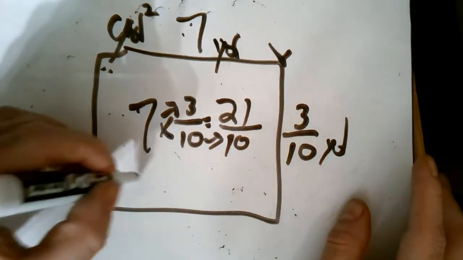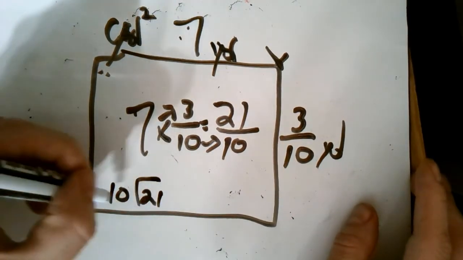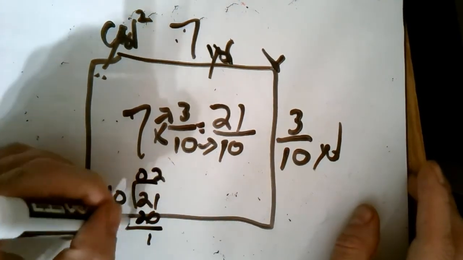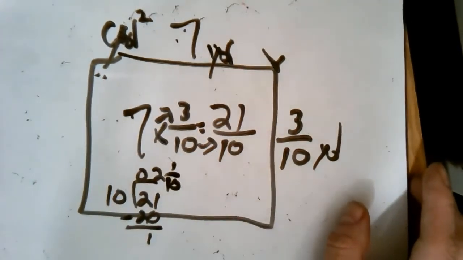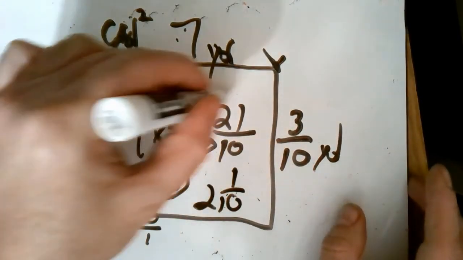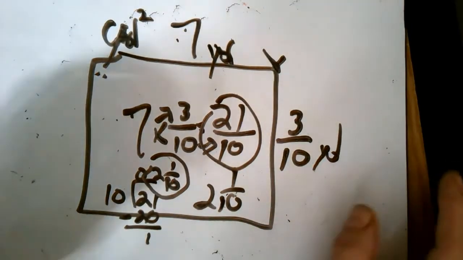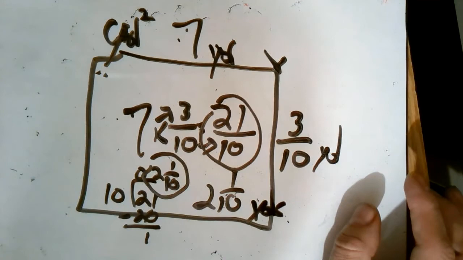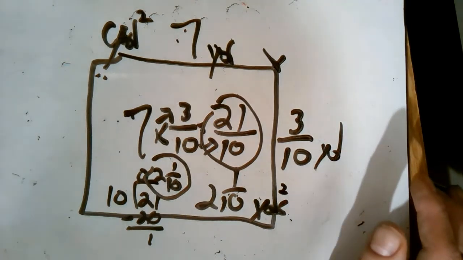So I'm going to divide again. I'm going to divide this problem. I have 10 into 21. 10 goes into 10, can't go into 2. Can go into 21. 2 times 10 is 20, with a remainder of 1 over 10. So that's an answer, 2 and 1/10, and that's an answer, 21 over 10. They have to know both of those. And remember, it's going to be yards squared on both of those. Okay? Squared somewhere there. Okay. I hope these problems help you.